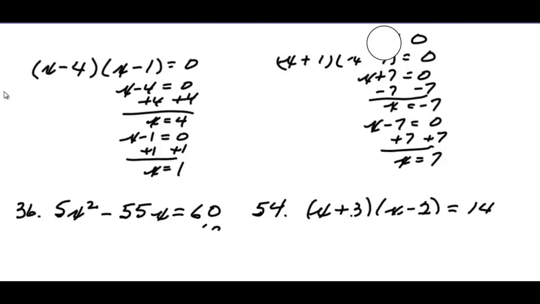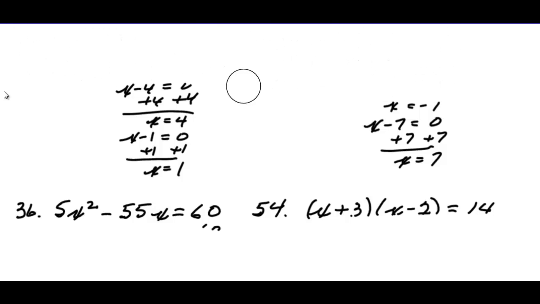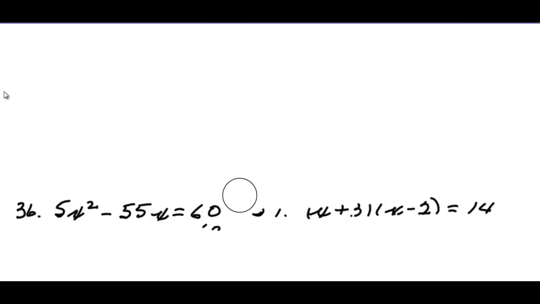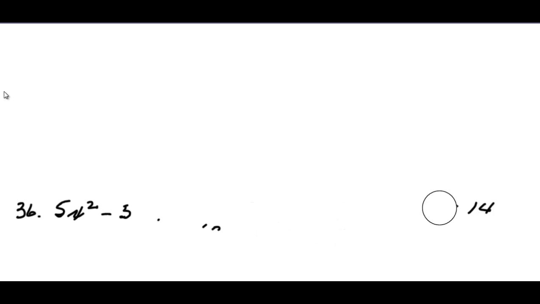It's just erasing these right here. In number 58, what it says is that we have the sum of two integers is 12 and the product of the two integers is 27.